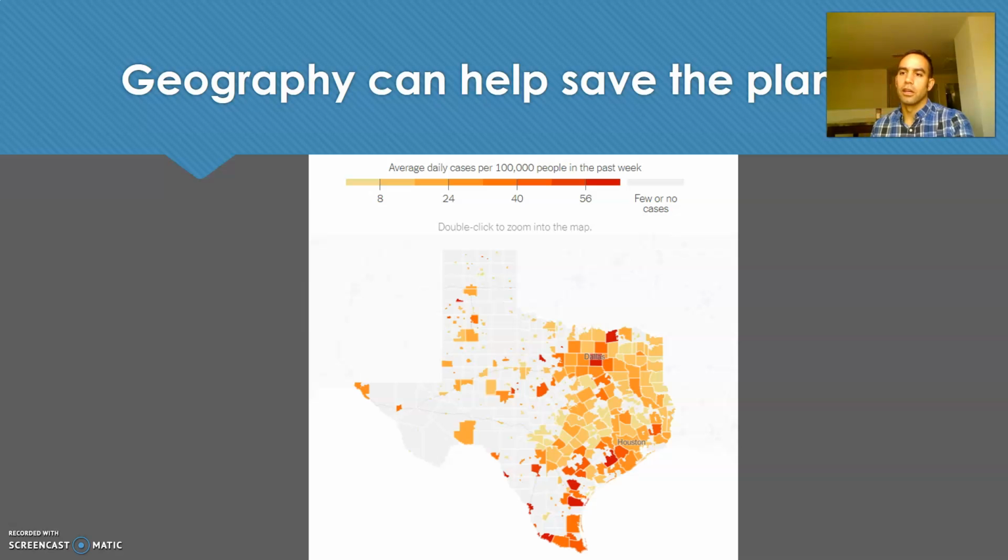All right. I also want to say that geography can help save the planet. So we are going through a crisis right now, planet Earth, that we haven't been through in at least 100 years, which is that we have an incurable disease that is unfortunately highly infectious. And we can use maps like this map of Texas to kind of determine where are the hot spots, right? Where is the disease spreading most, right? And you could see it based on this map, right? So in some ways, geography can help us save the planet.